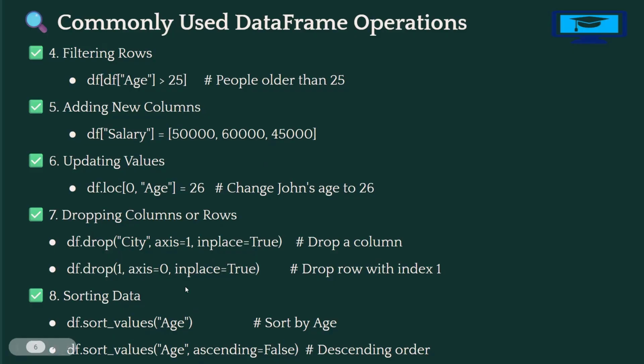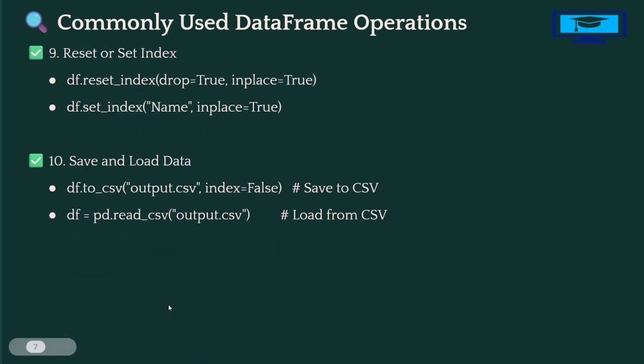Sorting, again, we have sort_values. We can sort the values in descending and ascending orders. If you are not mentioning in which order, then by default it's ascending. If you mention descending, then it will be done that way. Reset or set index, you'll see when I do this in the current example. Save and load data.